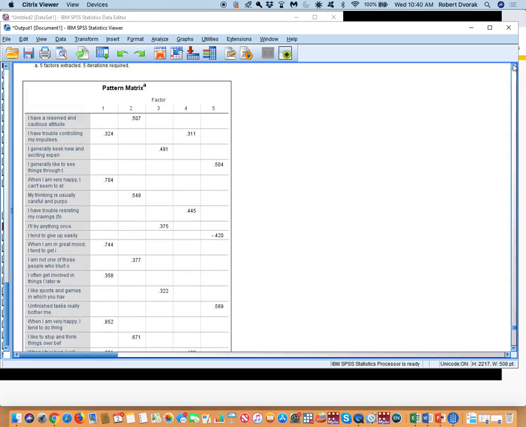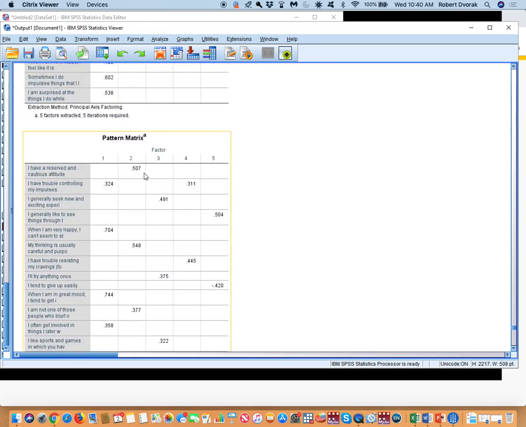Let's start with the first item. I have a reserved and cautious attitude towards life. Premeditation, perseverance, positive urgency, negative urgency, or sensation seeking? What do you guys think? Premeditation. Yeah, I have a reserved and cautious attitude towards life. So number 2 is premeditation. Somebody write that down. Premeditation is usually pretty strongly correlated with perseverance. We'll see when we get to perseverance.